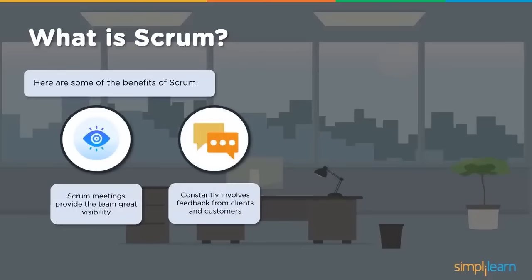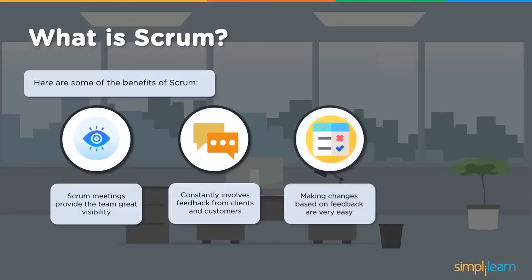Constantly involves feedback from clients and customers. As I mentioned earlier, while discussing Agile, active involvement of a customer is very essential. So the customer should give feedback whenever a working piece of the application or product is given. Only then can we know whether the product or that module has the features and functionality which help in fulfilling the necessary requirements, whether that is happening or not. Then making changes based on feedback is very easy because everyone is informed and aware of what is being changed and what needs to be changed.